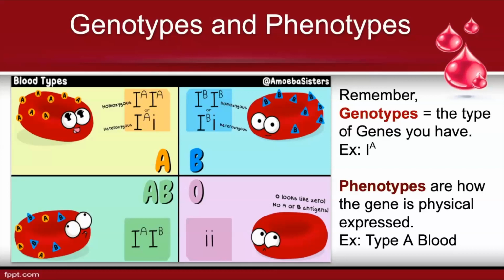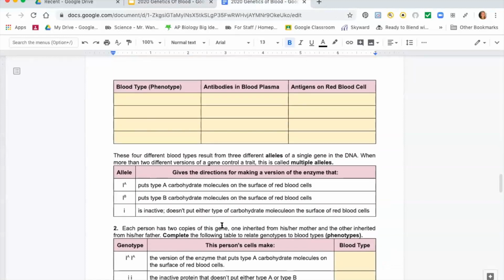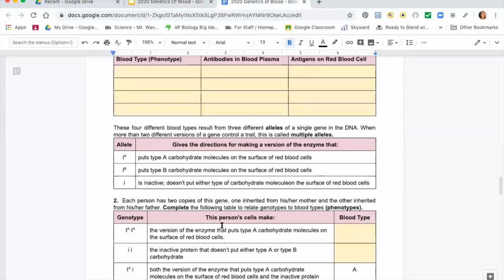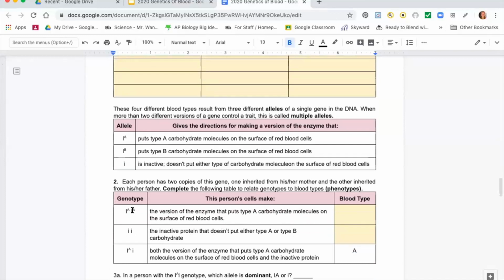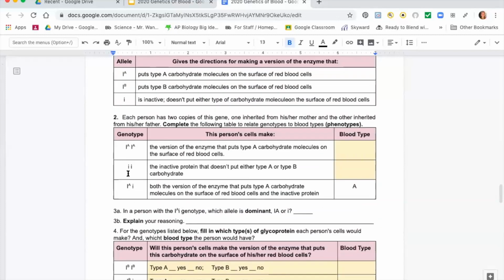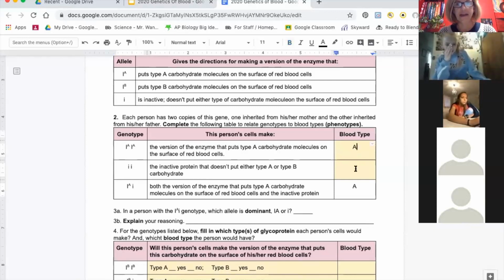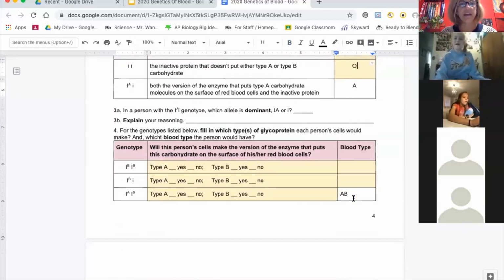And you have on your worksheet, I believe, if I scroll down, a chart to fill out such a thing here. So like IA, if you scroll down to number 2 on page 4, IA would have what type of blood? And little i would have what type of blood? I should actually, so you would have written A and O. Okay. You could go here.